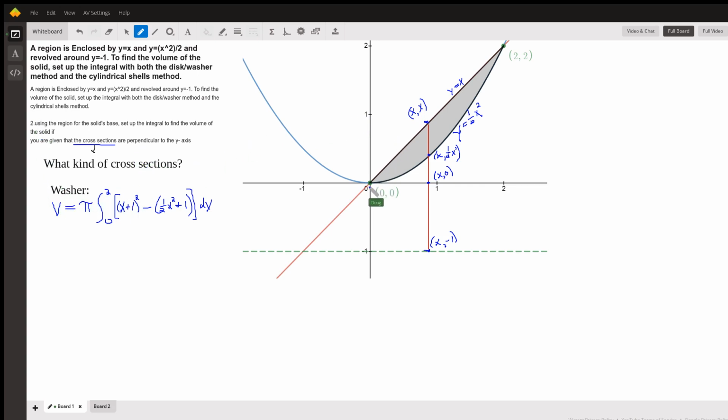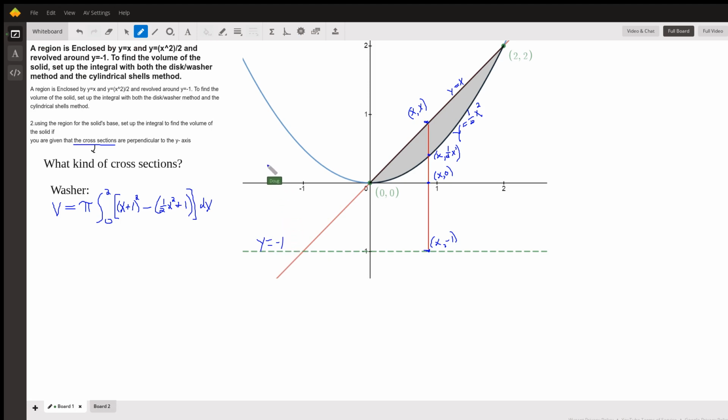But anyway, here is the graph of y equals 1/2 x squared, this parabola, and the line y equals x. You can see that those two graphs intersect at (0, 0) and (2, 2). And we want to revolve this gray region around the line y equals -1.